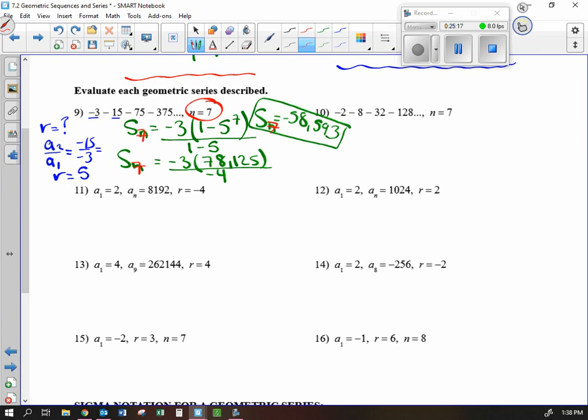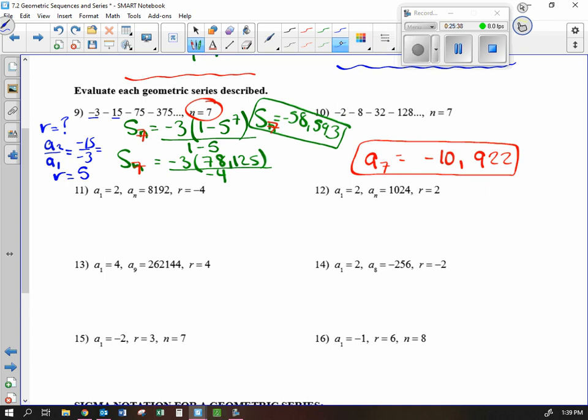Number 10, our answer for S sub 7, right, is negative 10,922. Okay, so hopefully you got that answer after you paused and tried. So let's move on to number 11.